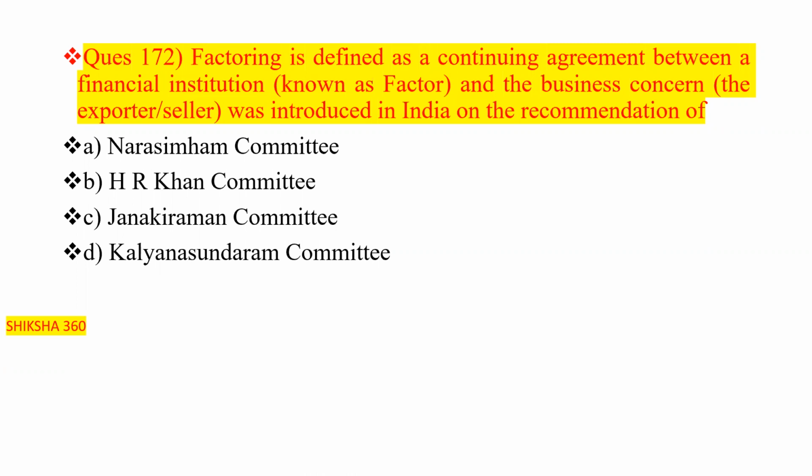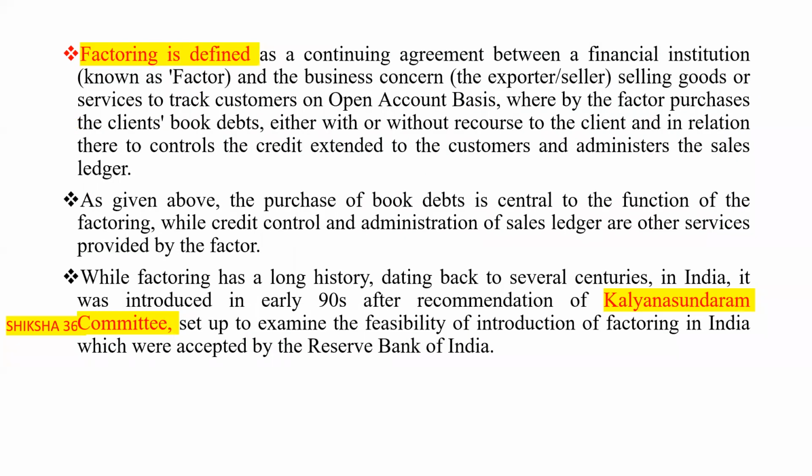Factoring is defined as a continuing agreement. We have to remember on the recommendation of which committee it was introduced: Narasimham, HR Khan Committee, Janakiraman Committee, or Kalyanasundaram Committee. The correct answer here is option number D, that is Kalyanasundaram Committee. Now let's discuss a little bit so you are able to remember these things.